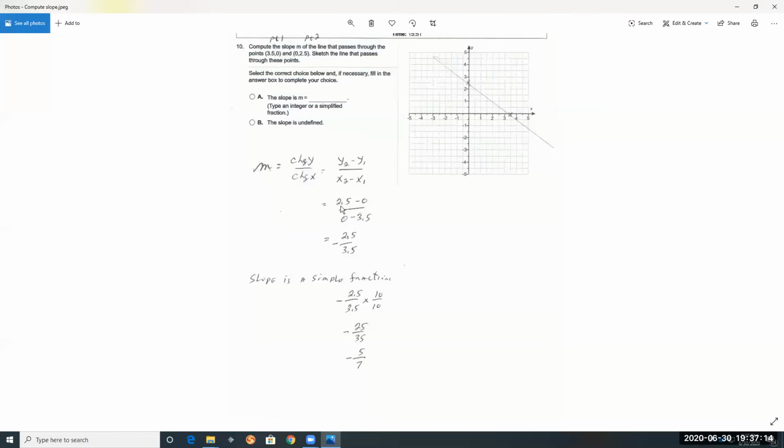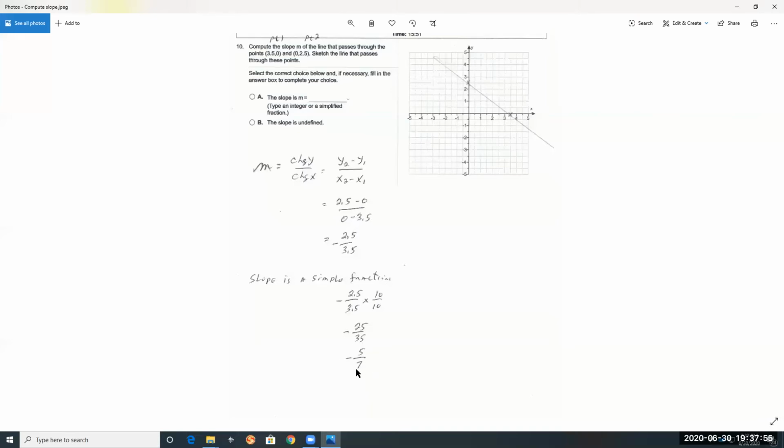So you have 2.5 take away 0, and 0 take away 3.5, which simplifies to negative 2.5 over 3.5. This is not an acceptable answer because it is a fraction made up of decimals. Slope is a simple fraction. So let's multiply this fraction top and bottom by 10 over 10. We get negative 25 over 35, which reduces by a factor of 5. 5 into 25 is 5. 5 into 35 is 7.